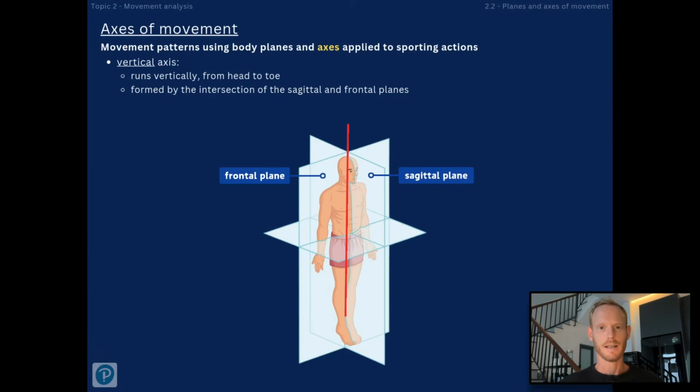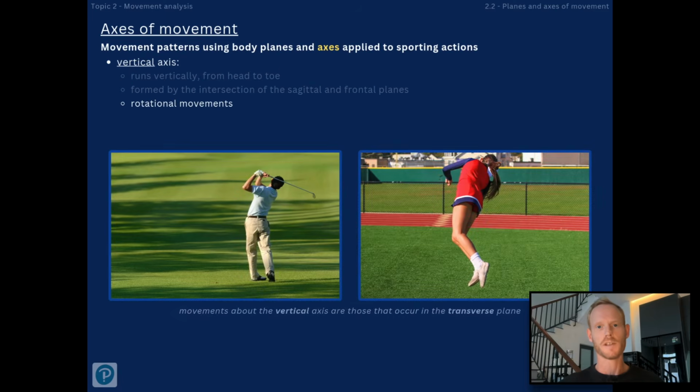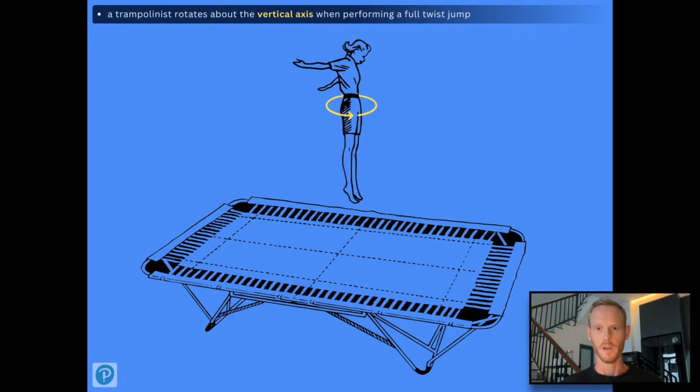The vertical axis runs from top to bottom, or head to toe, and is formed by the intersection of the sagittal and frontal planes. Movements about the vertical axis are those that occur in the transverse plane, so rotational or twisting movements, including the vertical rotation of the entire body when performing a full twist jump in trampolining.